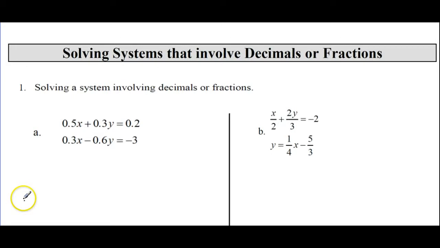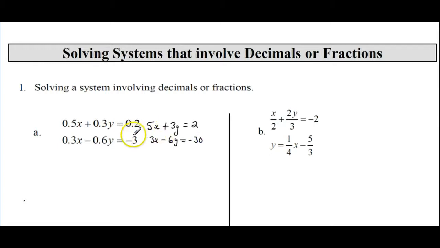Solving systems that involve decimals or fractions. If we want to solve a system that involves decimals, we want to get rid of the decimals. The easiest way to do that, in this case, everything is a tenth, so we'll multiply through by 10, and this will become 5x plus 3y is equal to 2. And multiplying this equation by 10, we will get 3x minus 6y is equal to negative 30.